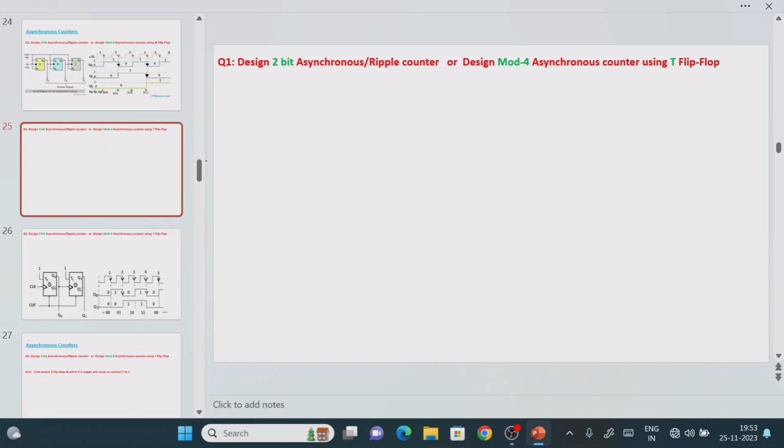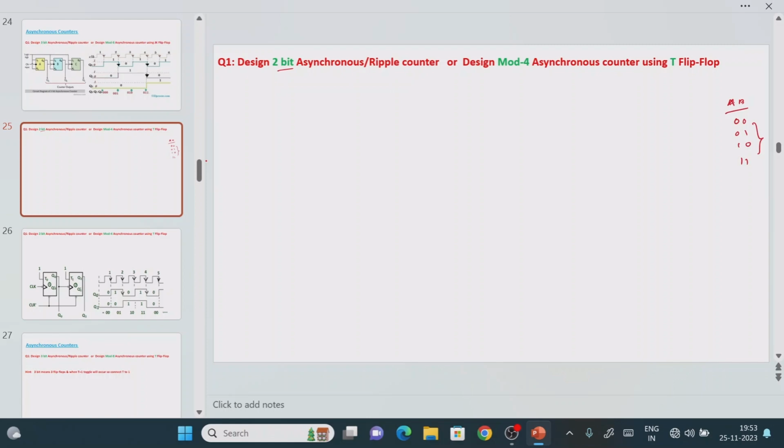Hello all, welcome back. Now the question is that we need to design the 2-bit asynchronous counter. 2-bit means, how many flip-flops are required? 2 flip-flops, right? Each flip-flop will store 1 bit of information. If you didn't watch the previous video, please try to watch it so that it will be easy for you to understand. So 2-bit means it is performing 00, 01, 10, 11, right?